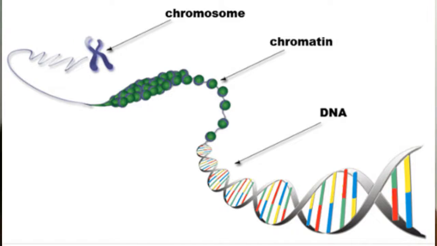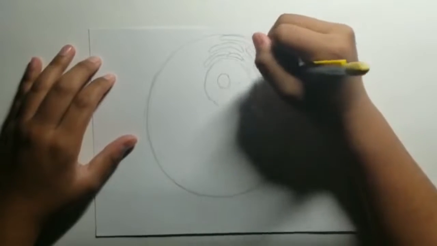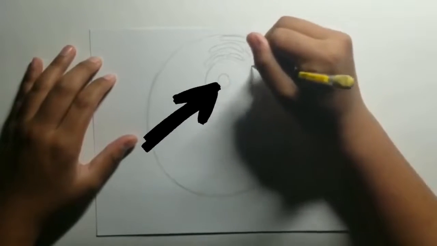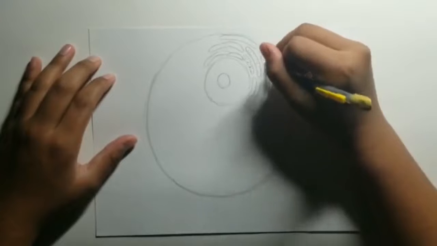Chromatin is a loose bundle of DNA found in the nucleus. Once the cell begins the process of cell division, the chromatin becomes a tight group of DNA called chromosomes. The nucleolus is located inside the nucleus. The function of the nucleolus is to make ribosomes for the rest of the cell.